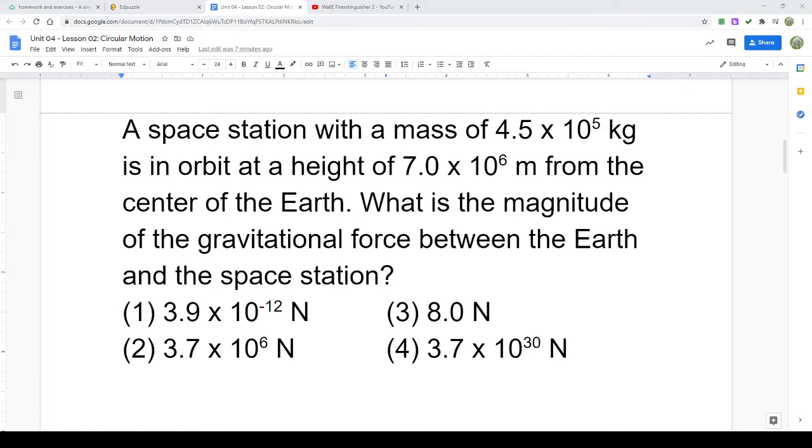So it's less, but it's not much less. It's only a little bit less. And this we'll come back to in the future. Space stations and space shuttles in orbit around the Earth, they're not that far from the Earth. And their weight is not that much less than their weight on Earth. They're still pulled to Earth by almost the same amount of gravity. We'll come back to that later.